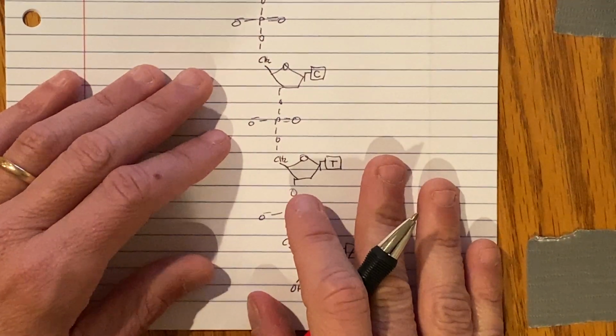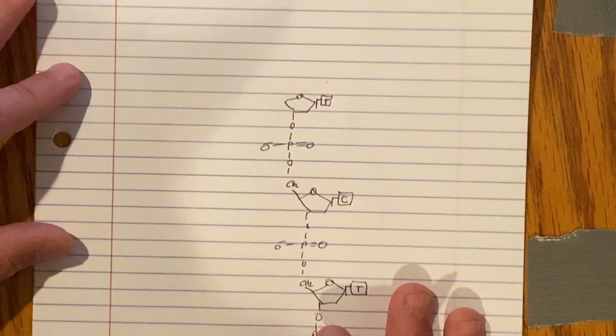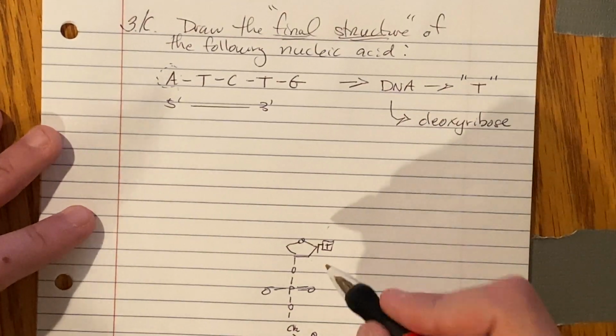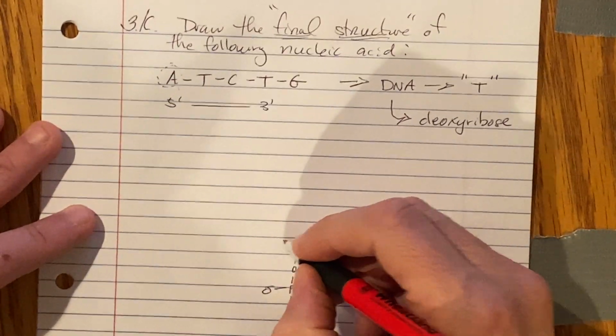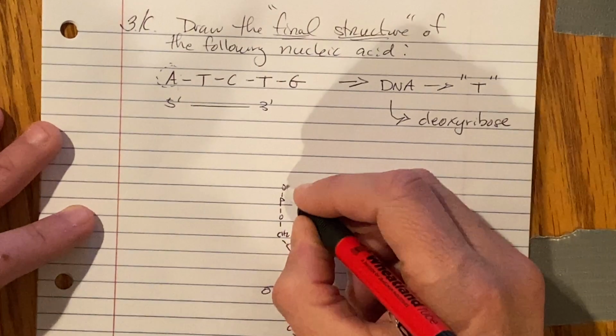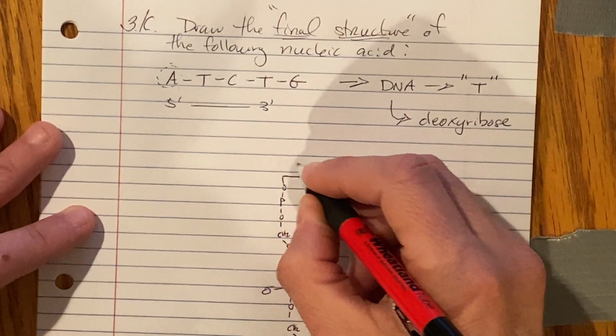I told you I'm going to run out of room here. Oops, let me bring this back down here. I'm going to get back on camera. There we go. Check my sugar. I'm good. I'm going to do the same thing. CH2, O, P, O, into the next one.